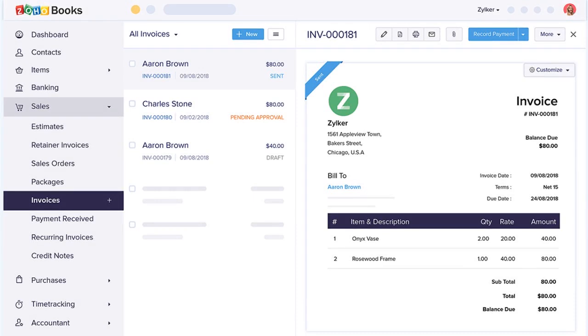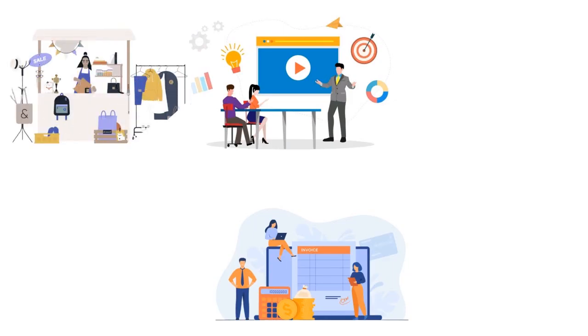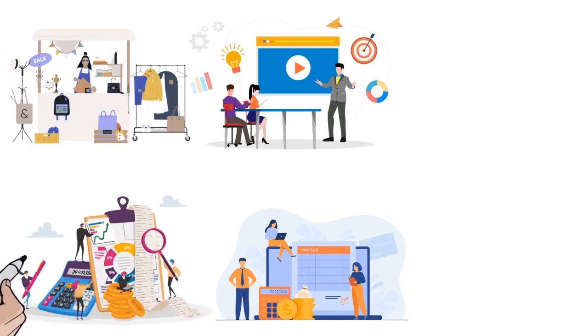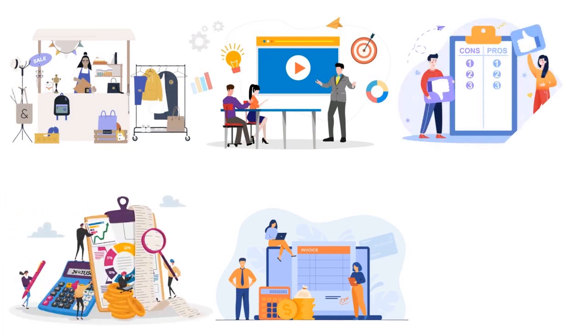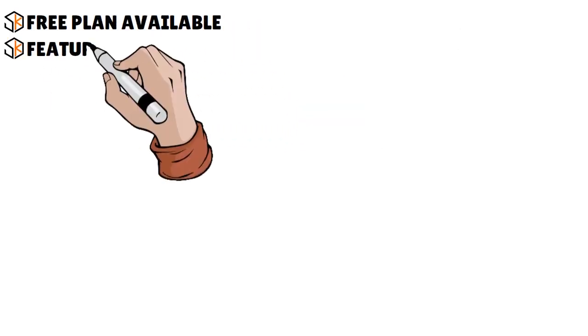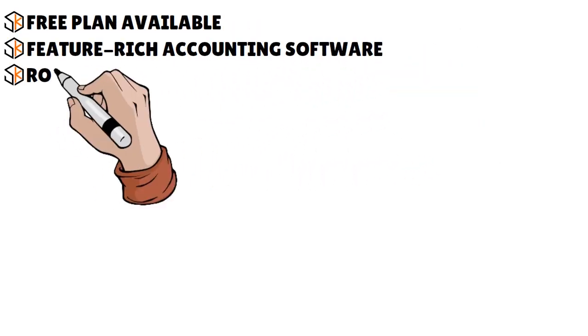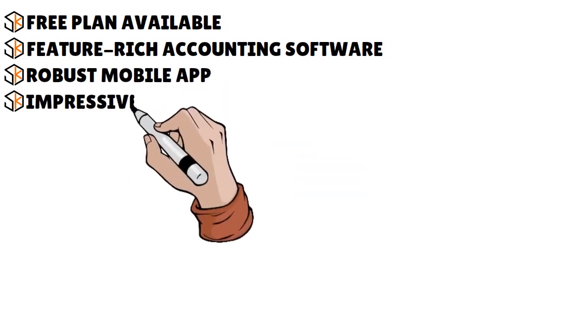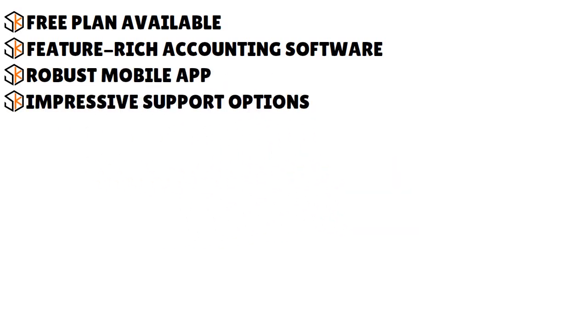and project management system. And it really offers a competitive free plan and a variety of features to make your processes easier and more efficient. And Zoho is particularly a good option if you are a smaller or medium-sized business in search of an alternative to larger, more expensive software. What are the pros and cons of this tool? The pros first: you have a free plan available, feature-rich accounting software, a robust mobile app, and impressive support options. So the constellation of options that you have within Zoho Books is pretty impressive.